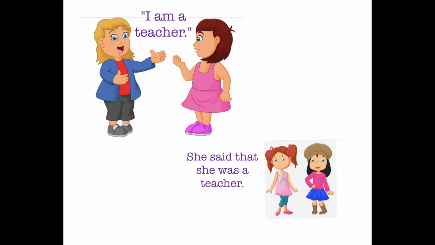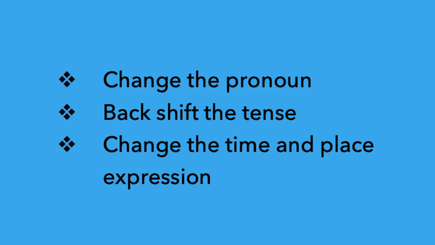Now, let's talk about how to convert a sentence from direct to indirect speech. There are 3 steps for doing this. First one, change the pronouns. Second one, backshift the tense. Third one, change the time and place expressions.